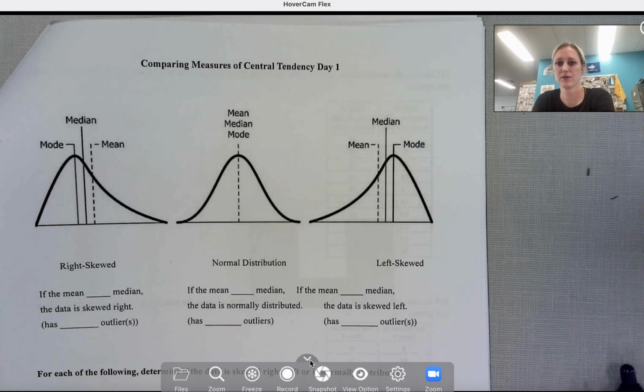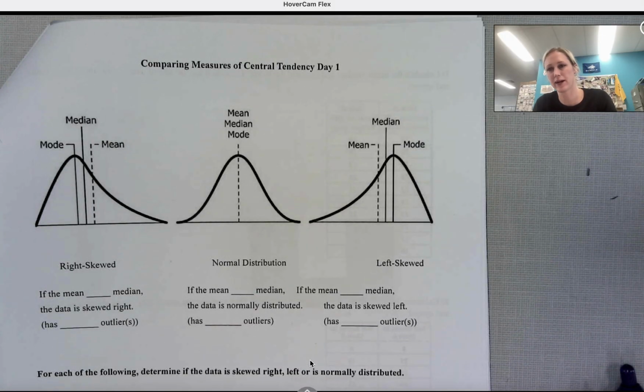Hi guys. In this video, we're going to be looking at how to compare sets of data, specifically by looking at their measures of central tendency. So we have already talked about what mean, median, and mode are and how to find them. But now we're going to be looking at if I have different data sets, how do I compare those and what does that tell us?